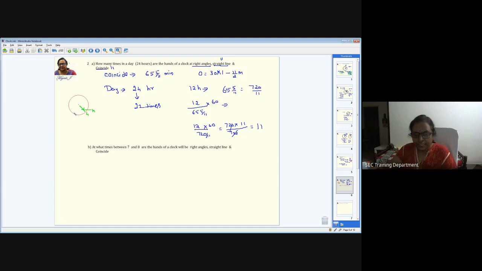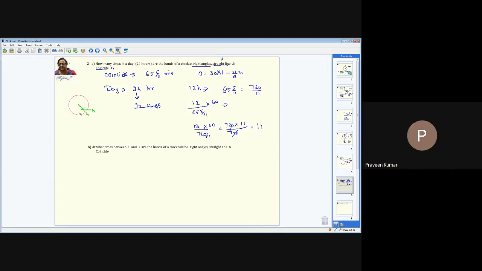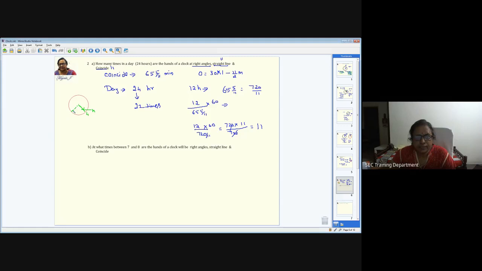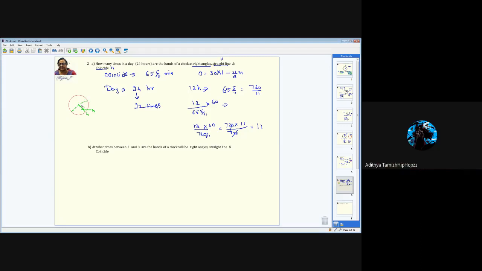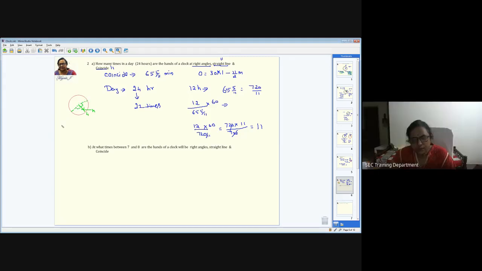when do you get this 90 degrees with respect to the minute hand? At 7 it will get that, somewhere here. And at 1, somewhere here also. Both the sides you're going to get a right angle, 90 degrees. So 2 times.